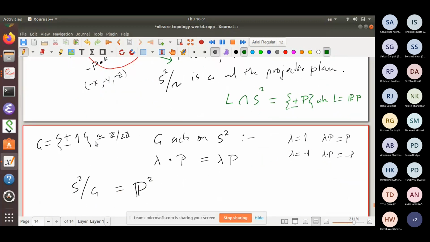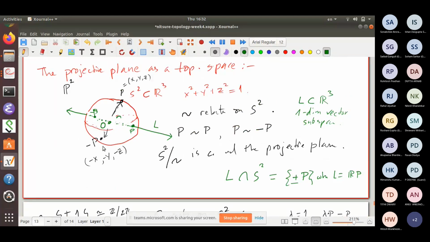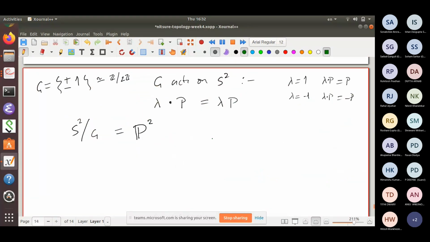So therefore, any such pair of antipodal points, that is to say the orbit of the group, exactly determines a line, because given any pair of antipodal points, you just take the line. And so you can say that as a set, P2 is equal to the set of all lines through the origin in R3. This is another way of viewing the projective plane.